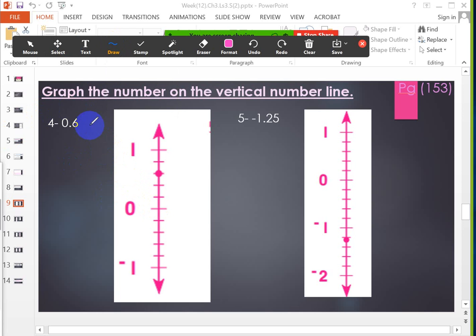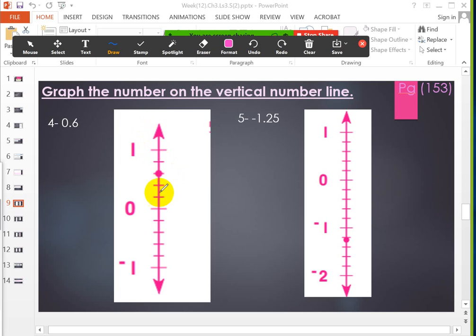First one, number 4. Of course, he asked me here to do a vertical number line, so I have to draw a vertical number line like this. The up will be positive rational numbers, and down will be negative rational numbers. This is 0 in the middle. 0.6, this is a decimal number. This decimal number is less than 1, less than a whole. That means this number is positive, so it will be up.